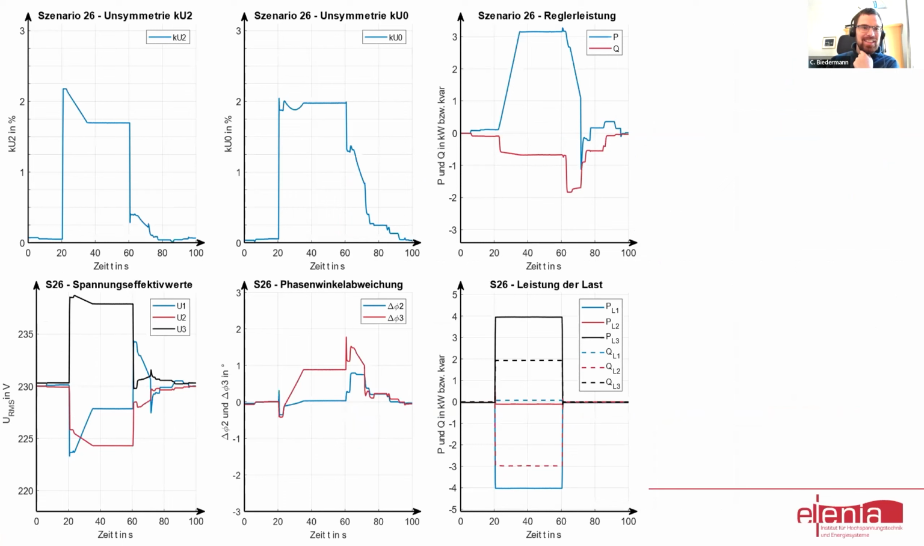And here is scenario 26. As I told you, we did a lot with reactive power too, because otherwise we could not get above 2% unbalance. And we can also see that it improves the unbalance factor as well, and Ku0, which is the zero component to the positive component, is still good at 2%.